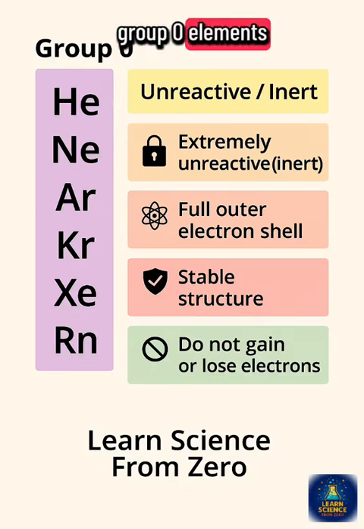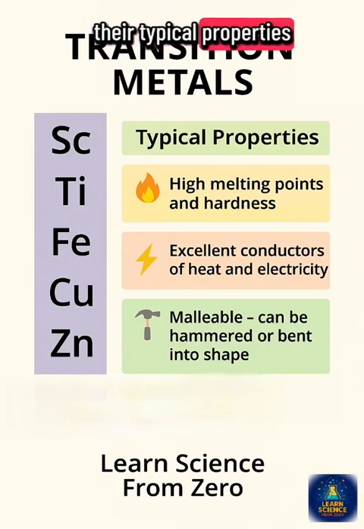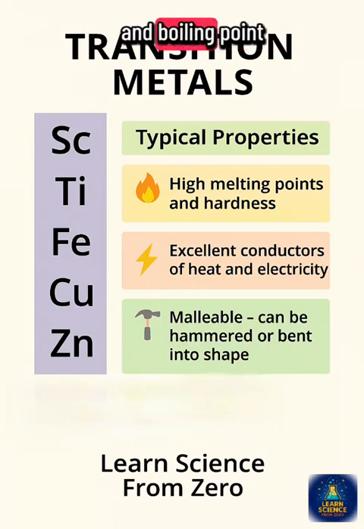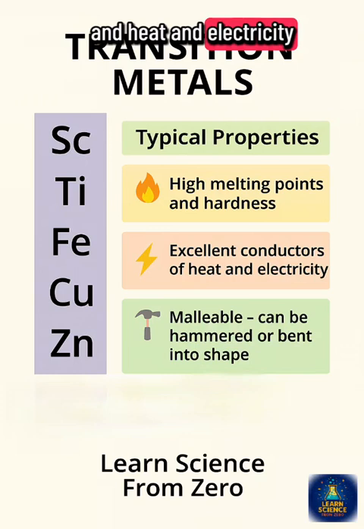Group 0 elements have 8 electrons in the outer shell, so they don't need to lose any electron or gain any electron. This makes them very unreactive and very stable. Transition metals are found at the center of the periodic table. Their typical properties are high melting and boiling point. They are very dense, and they are excellent conductors of heat and electricity.